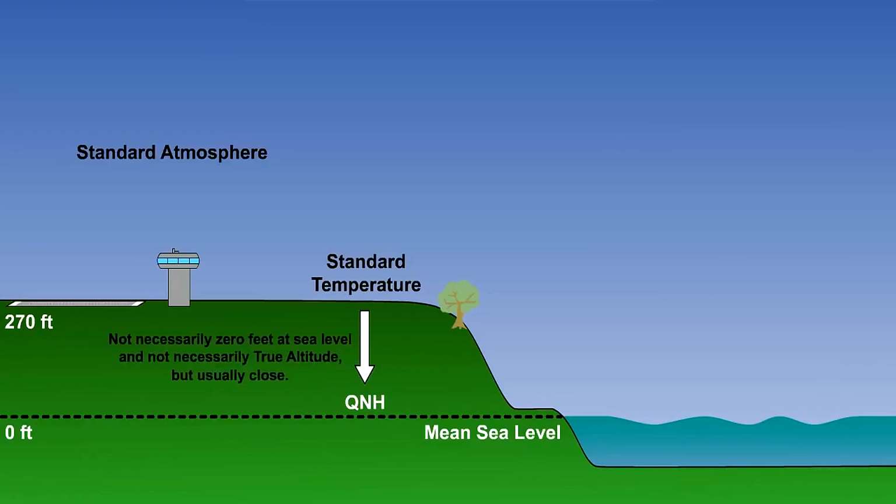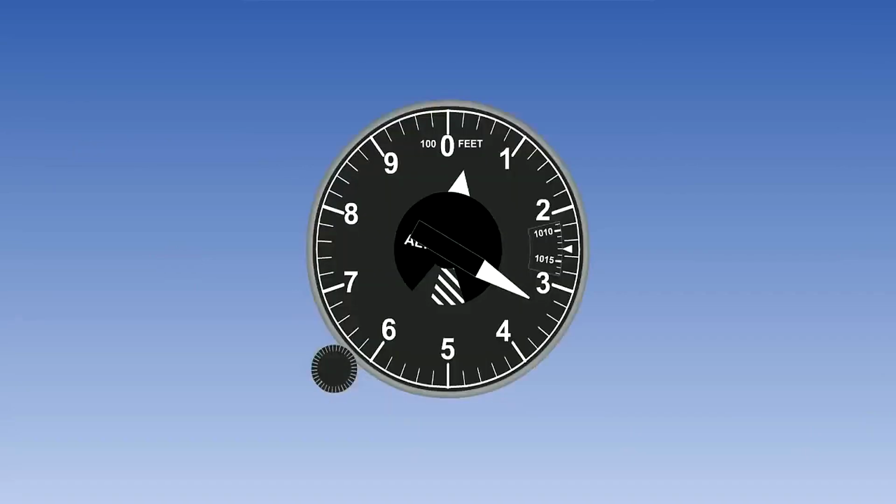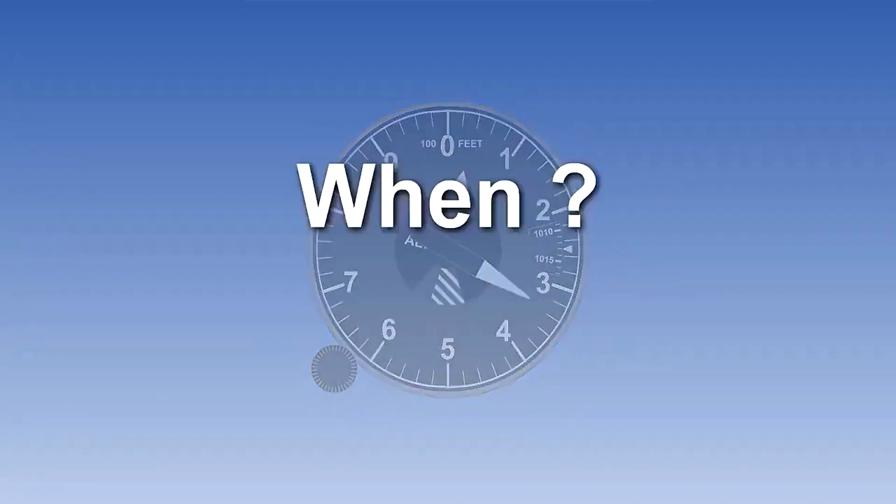Therefore, QNH is defined as that subscale setting which will cause the altimeter to read the airport elevation when the aircraft is at touchdown. It is usually very close to the value which gives 0 feet at sea level. And unless the temperature deviation from ISA is large, it is usually close to true altitude. But neither of these are correct definitions.